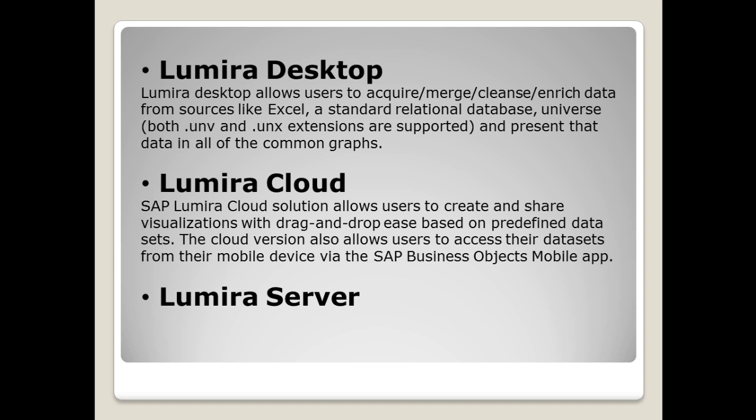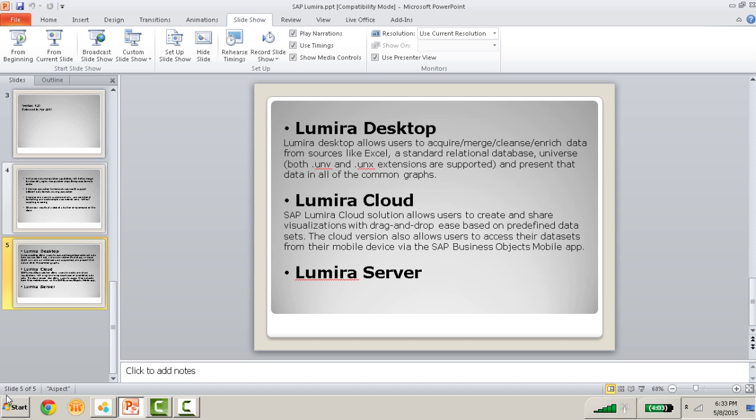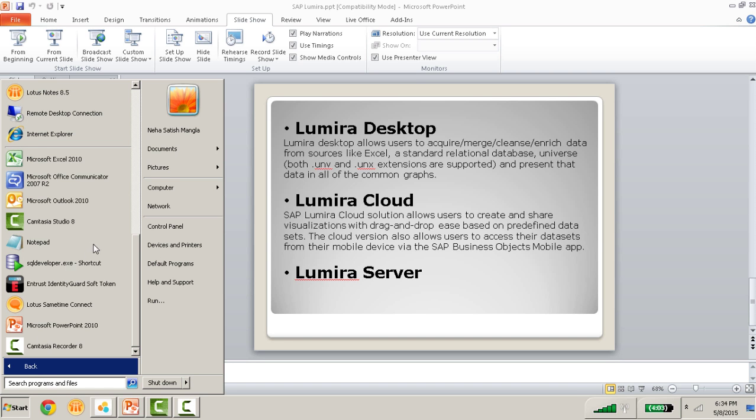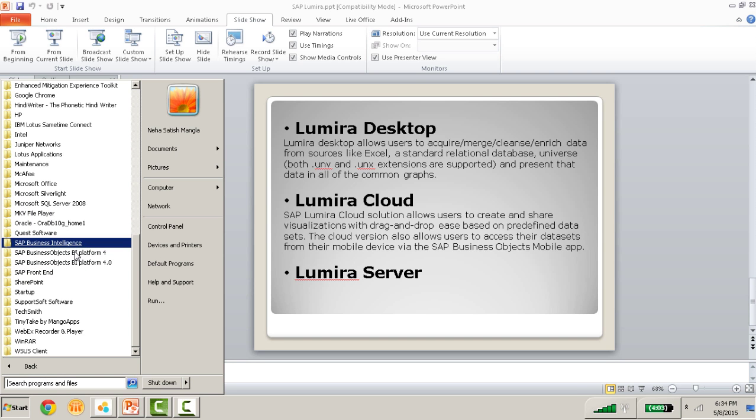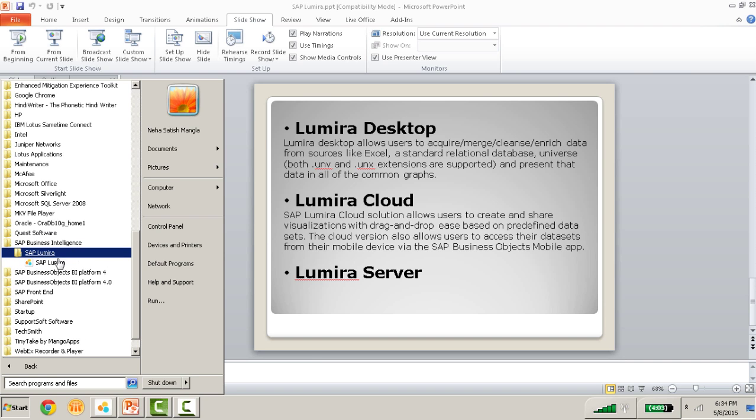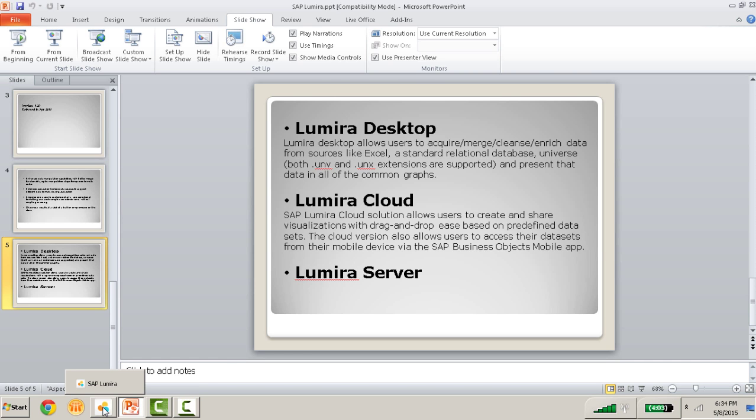Now, as I said, Lumira desktop is a thick client. So first of all, we have to install the Lumira desktop on our system. Once you have installed it, it will be available under all programs. So you have to go to the start, all programs. Under SAP BI, you have the SAP Lumira. Once you click on SAP Lumira, the tool will open up and the first screen which you will see will be this.